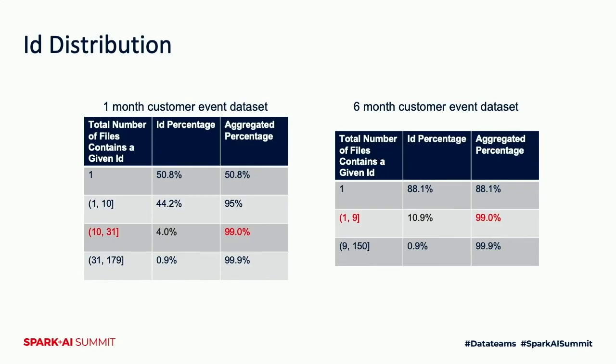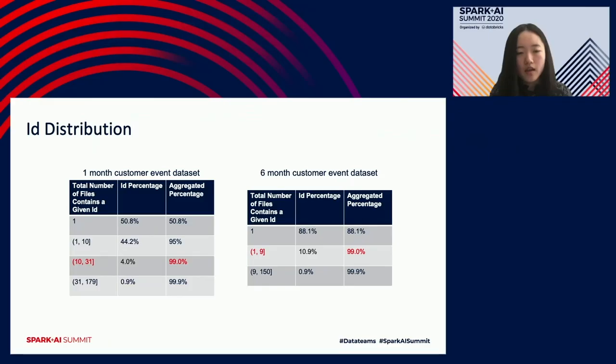Before we look at the performance on the read side, we want to spend some time to understand the ID distribution. It is quite important because we want to make sure the ID is sparsely distributed in the dataset so that there is enough space for Bloom filter to optimize. Imagine if a lot of IDs appear in almost every single file, then Bloom filter cannot do anything in this situation because there won't be any file that can be skipped.